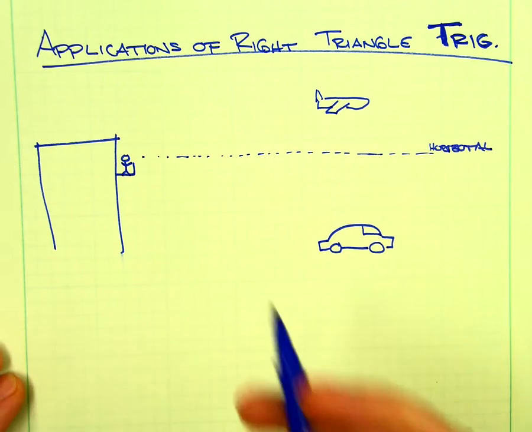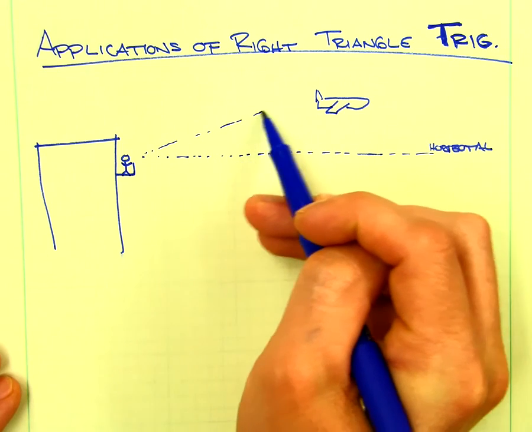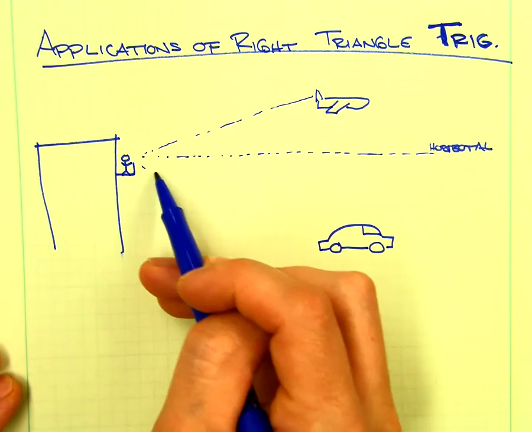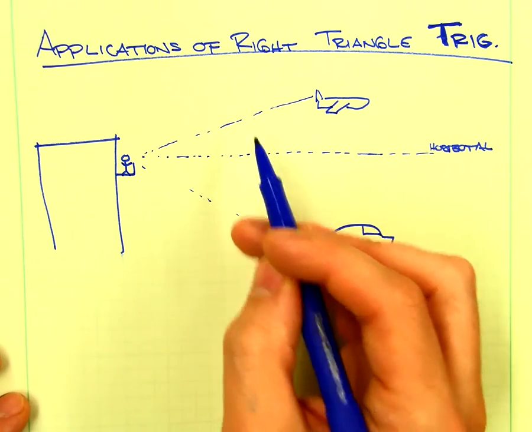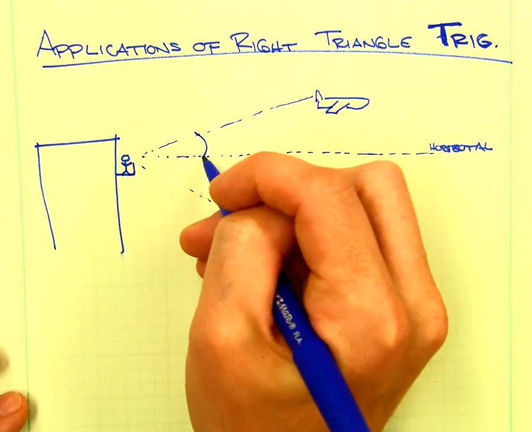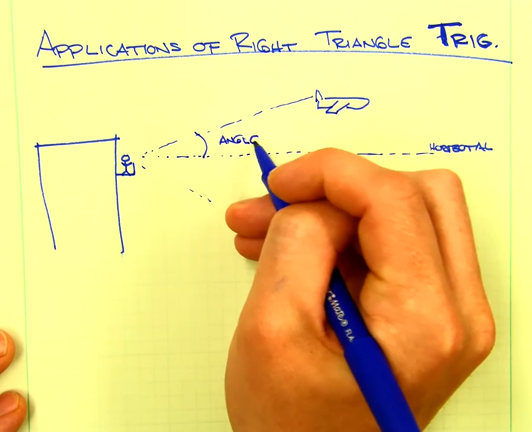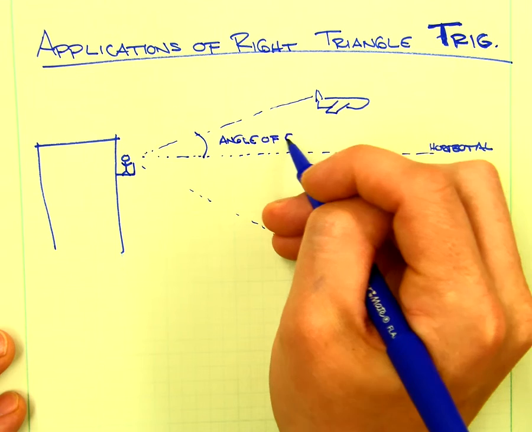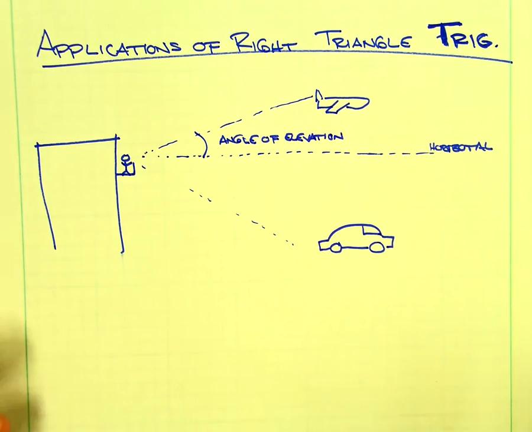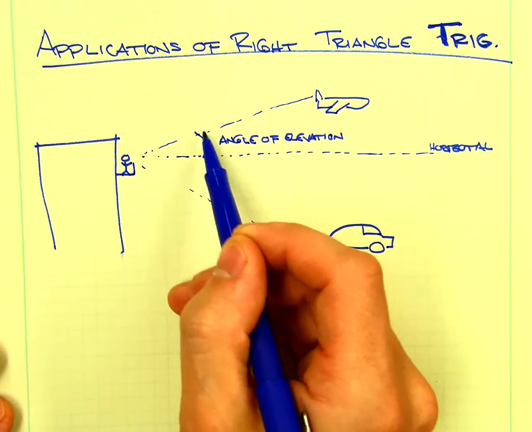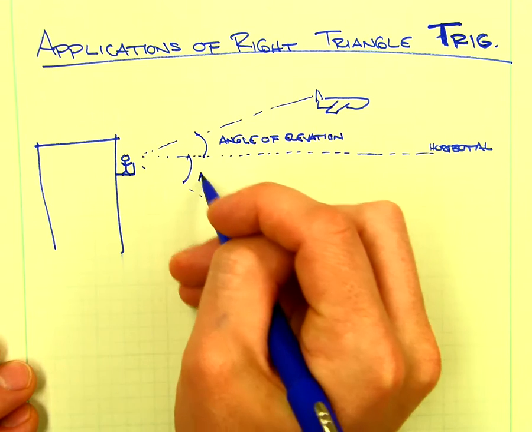Horizontal line. And then here, if he looks up at the sky and sees the plane, I'm going to draw another line right here. He sees the plane. Another line down here, he sees this car. So one is an angle of elevation. That's going to be this one right here. Elevation, of course, meaning up, right? So you're starting at one point and looking up, so it's an angle of elevation. Now this one is going to be an angle of depression.